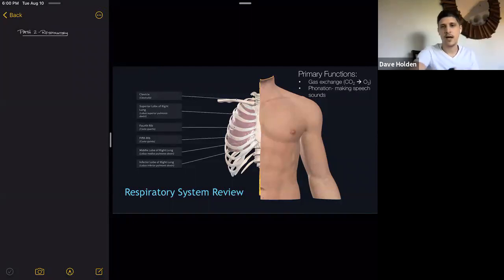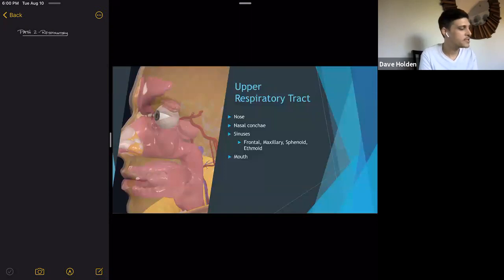Just a few little anatomy points here on the slide, nothing super important for us, just a really cool screenshot from my anatomy app. All right, so in review of the anatomy, we'll start with the upper respiratory tract. This will include things like nose, as well as your nasal conchae.